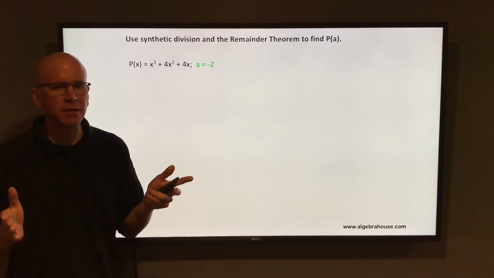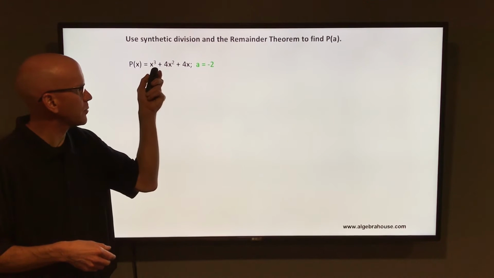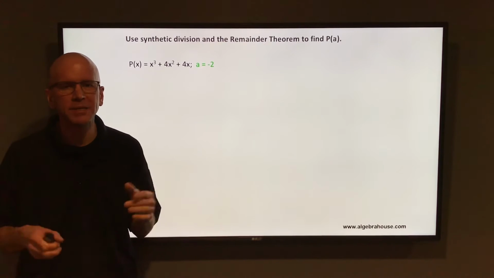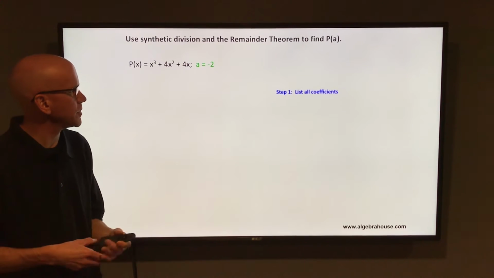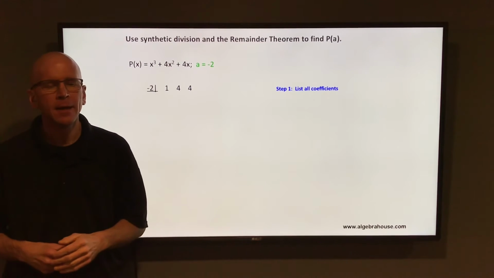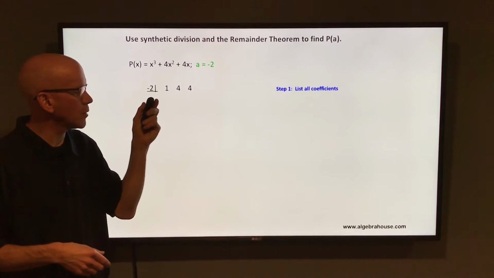If you're using synthetic substitution, first thing you do is look for any skipped or missing terms. Count down the exponents. We have exponents of 3, 2, and then 1. So we are not skipping or missing any terms. So list the coefficients as you see them. We have coefficients of 1, 4, and 4. Then you're substituting negative 2 in for x. So negative 2 goes in the box.